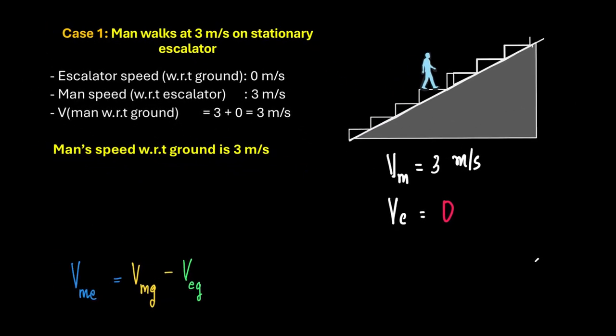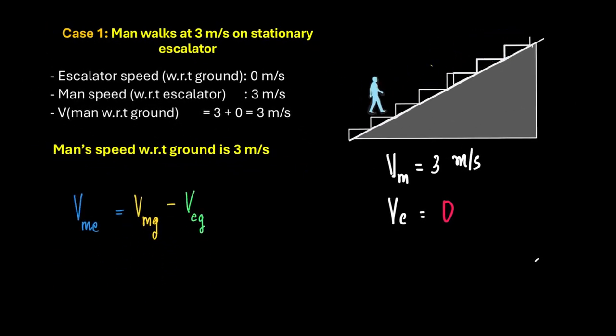Okay. Now, we have the formula here that velocity of man with respect to escalator is equal to velocity of man with respect to ground minus velocity of escalator with respect to ground. Now, let's plug in these values here. So, what is velocity of escalator with respect to ground? Velocity of escalator with respect to ground is 0 meter per second. Why? Because it is stationary here. So, this becomes minus 0.